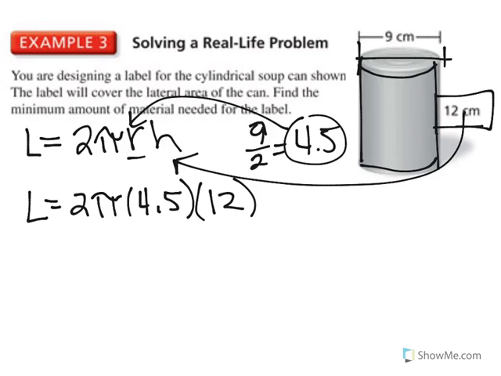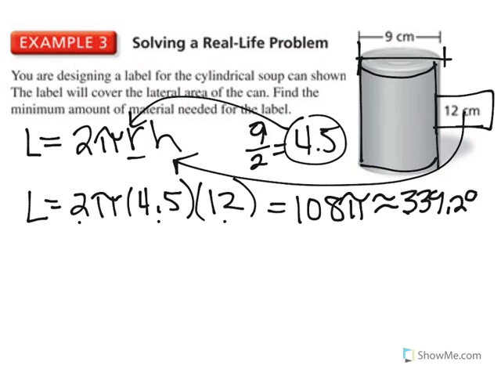And if you plug that into your calculator, well, if you take 2 times 4.5 times 12, that's going to give you 108 pi, which is about 339.29 centimeters squared. Okay, so you actually need a minimum of 339.29 square centimeters of material.